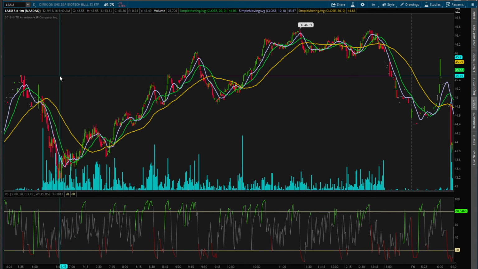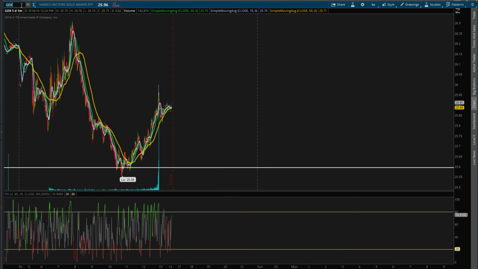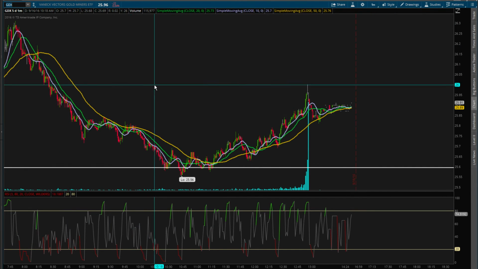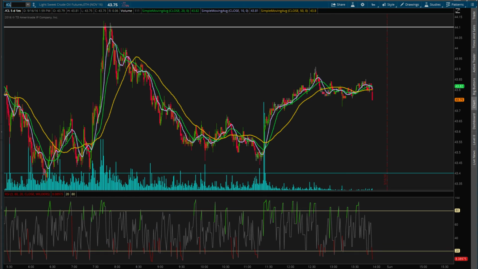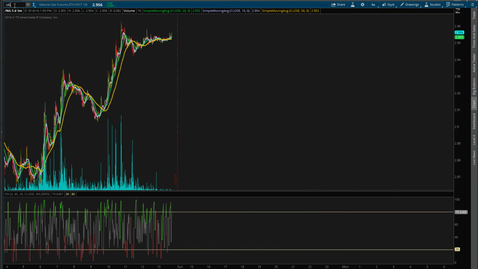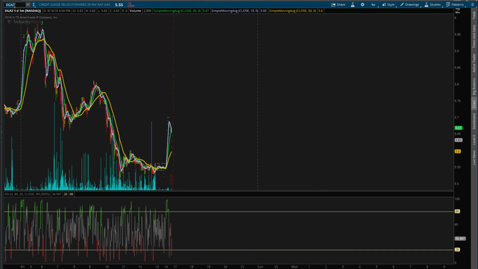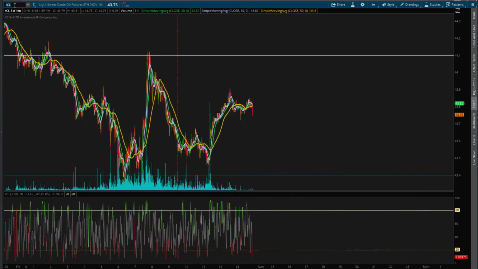So GDX is a pretty famous one, and that's going to be the Vector Gold Miners ETF. Another famous one is crude oil. So you have GDX, you have crude oil. Another really popular one is natural gas, which you would use UGAS or DGAS. So all these, especially oil, is super risky.